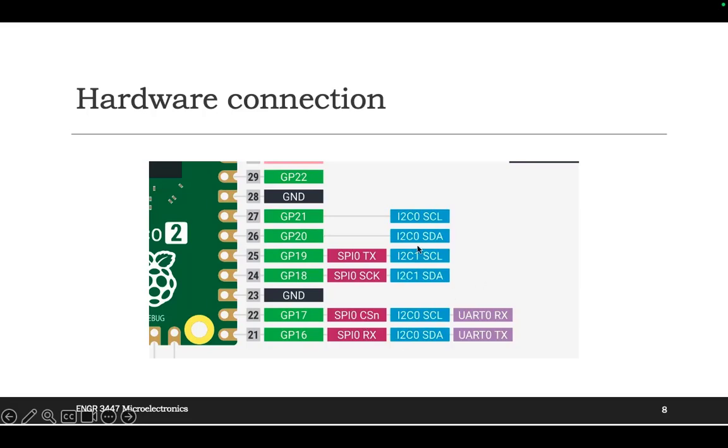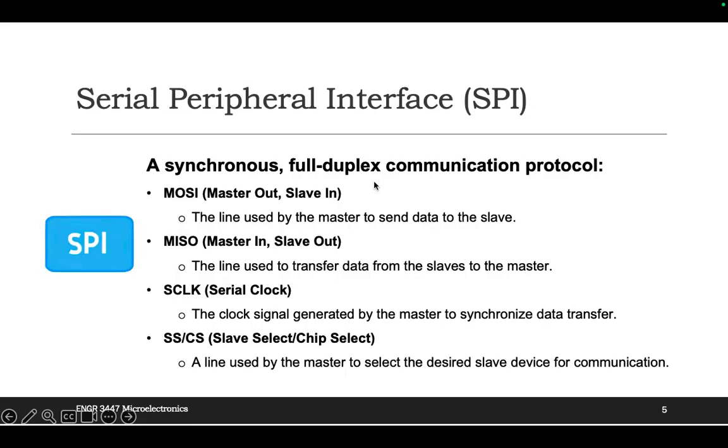Probably the TX. Yeah, the TX. This is the T, transfer data. Here is R, which means receive data, receiving data from the slave. Does that make sense to you? So the TX is master out, slave in. It's the line used by the master to send data to the slave.